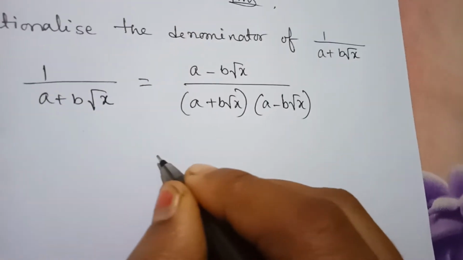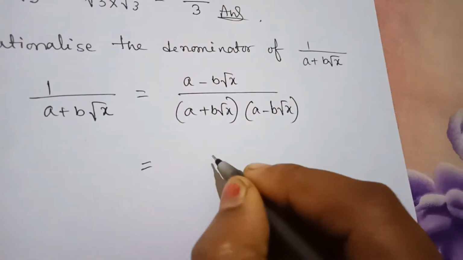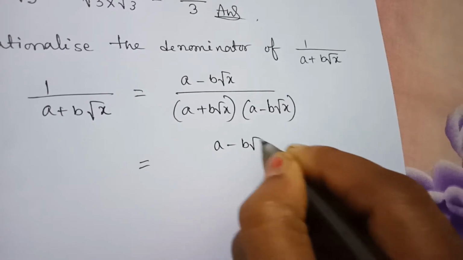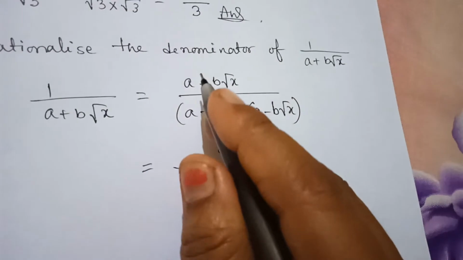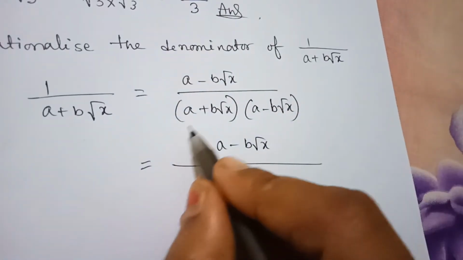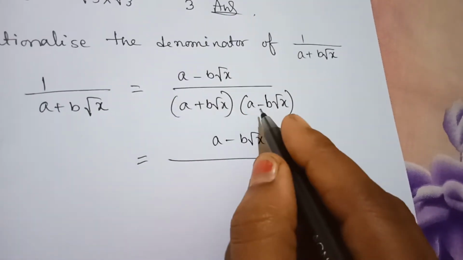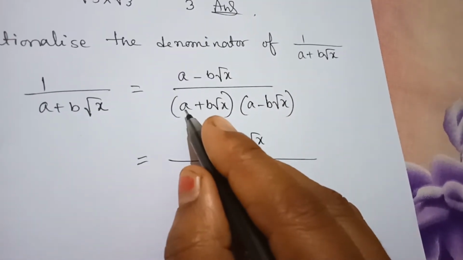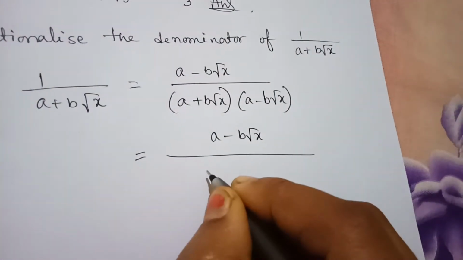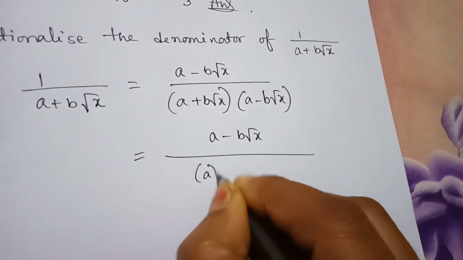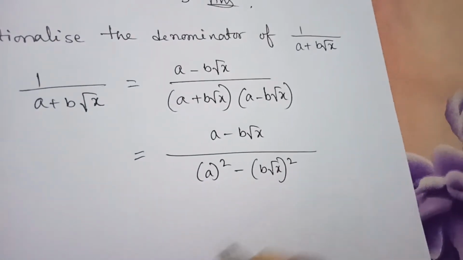Correct. So this equals a minus b root x. The upper part is as usual, it will be there because there is nothing to do. Now this portion we can multiply normally, so it's actually becoming x plus y into x minus y, so x square minus y square formula. So we can do a square minus of b root x's whole square.